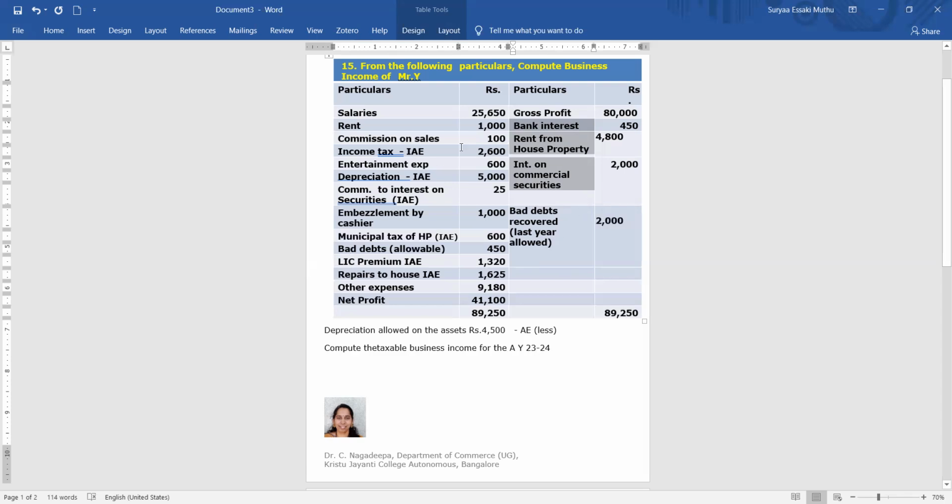So whatever I have written, all these items are inadmissible and only this one is admissible. The items on the debit side that are inadmissible you have to add to the net profit. And these three items, bank interest, rent from house property, and interest on commercial securities, should be deducted from the P&L profit. Do this and you will get the answer. I hope you understood. We can calculate and discuss this answer in our next class.